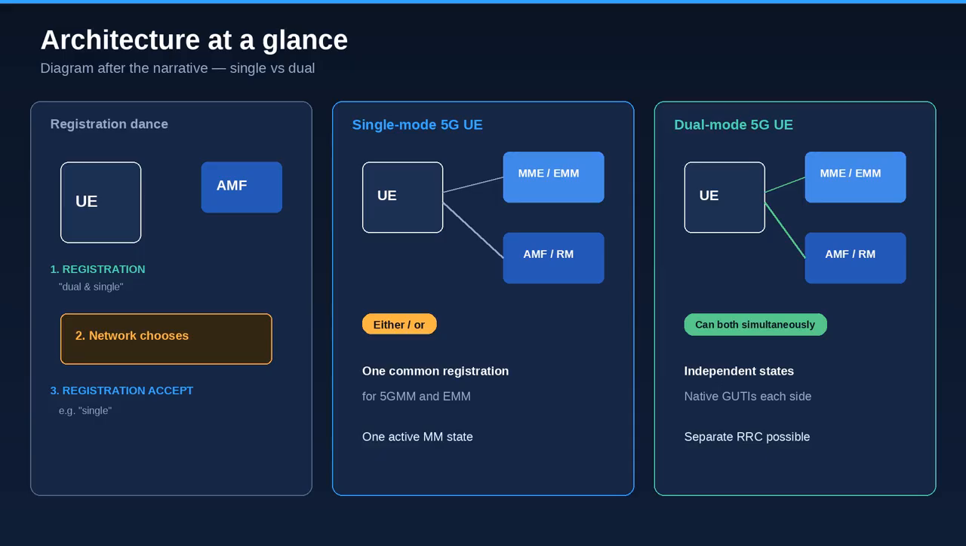Hold that picture against the commute example and the two passport example. Single mode is one coordinated registration with mapped GUTIs and a kept 5G security backpack. Dual mode is independent registrations, native GUTIs, optional simultaneous state, and careful capability advertising on NR. The diagram is the map, the procedures are the journey.